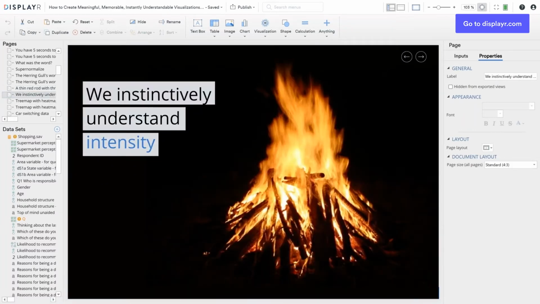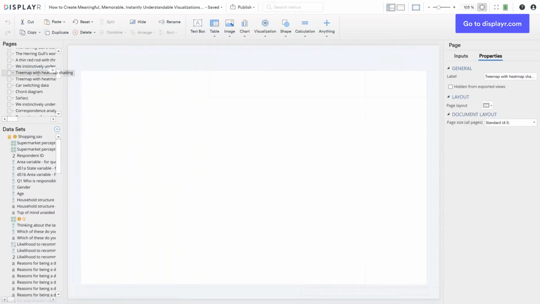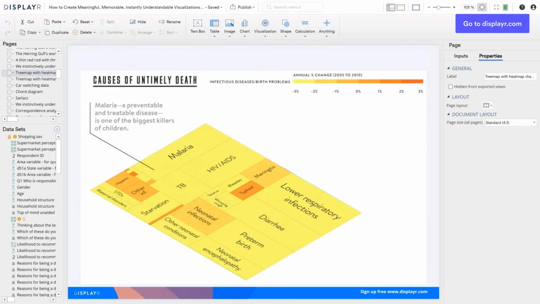We instinctively understand intensity. We know where we can place our hand in this one and get burned. What can you see here? Yes, the small cell with the small font, typhoid, jumps out at us. Now people hear this and think, so tree maps with heat map shading, which is what this is, are good. No, it's not about the type of visualization. It's about the way that the color was used to communicate intensity in a way that tapped into how we've evolved to understand stimuli in the real world.